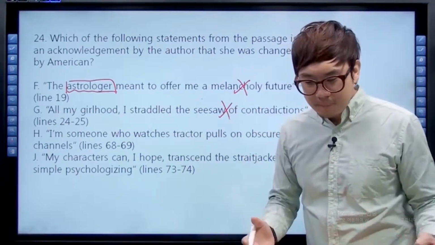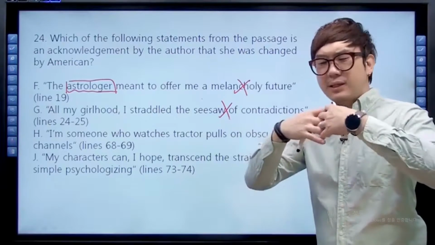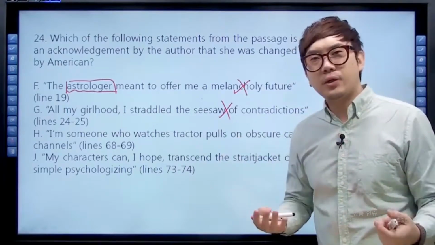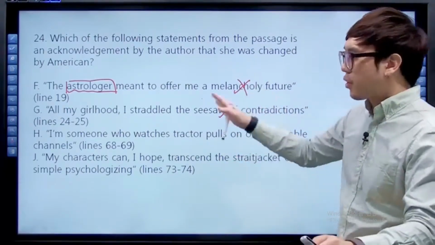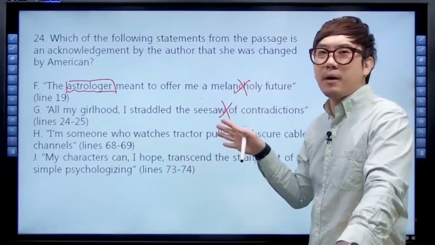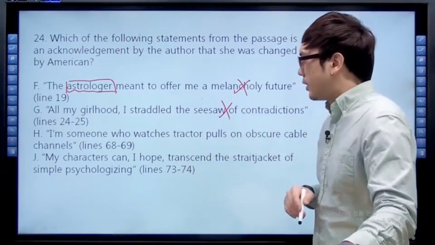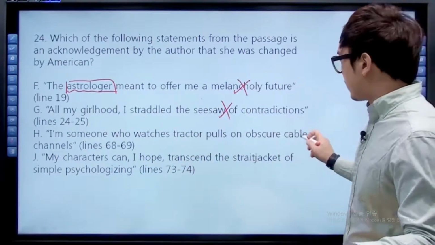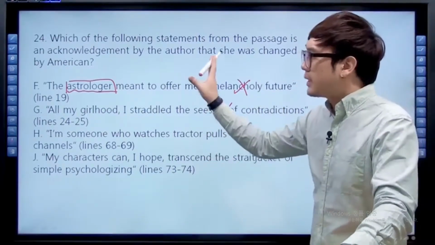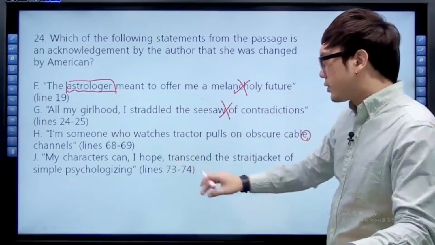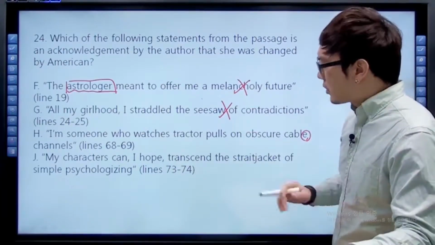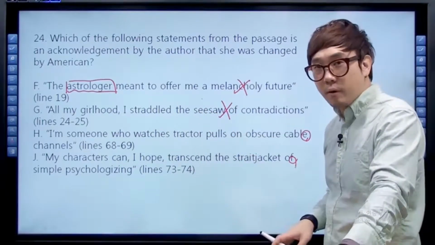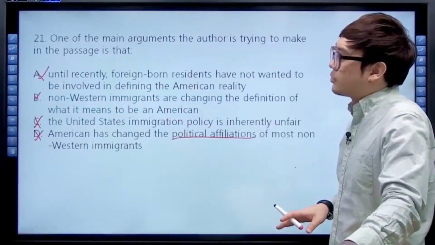It just means that she was locked into a time where things were changing rapidly. That doesn't mean America has changed her, because girlhood is not simply about where she was when she was in the States. And it says, H, I'm someone who watches tractor pulls on obscure cable channels. Now we need to look into that to see whether that could mean any changes by America. And my characters can, I hope, transcend the straitjacket of simple psychologizing. Maybe we need to take a look at that as well. So we'll take a look at 68 to 69 and 73 to 74, to see if we can get some kind of an answer to it.